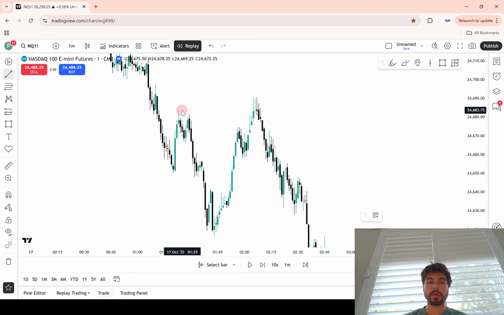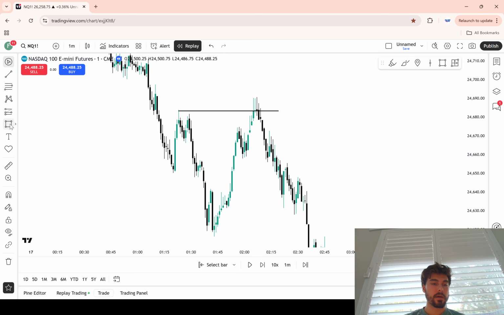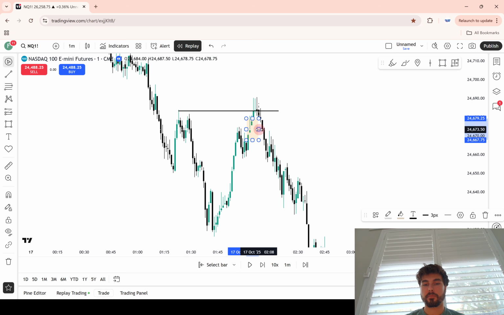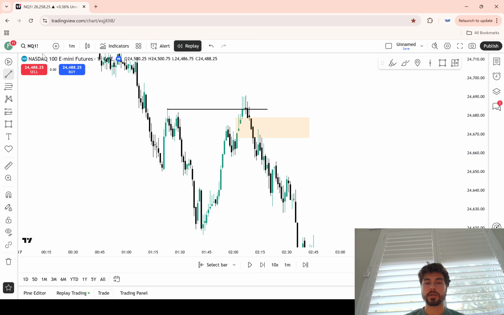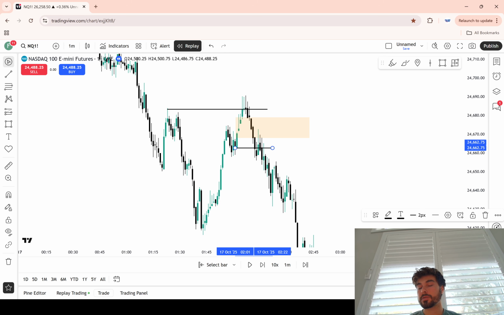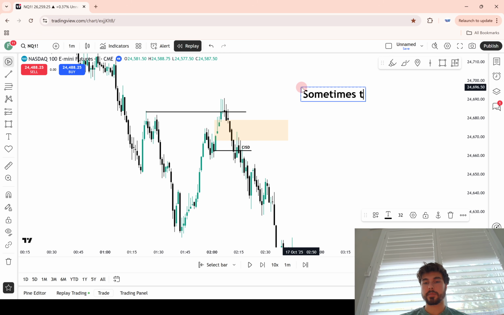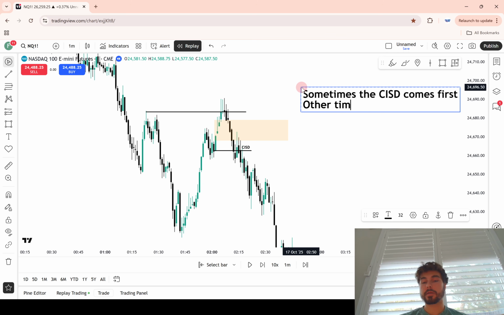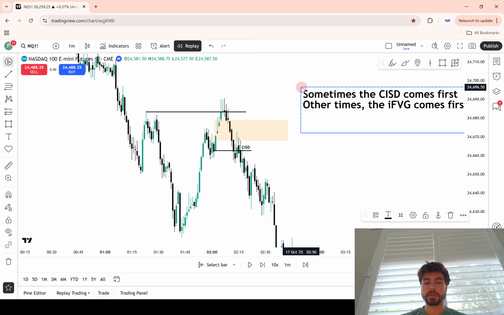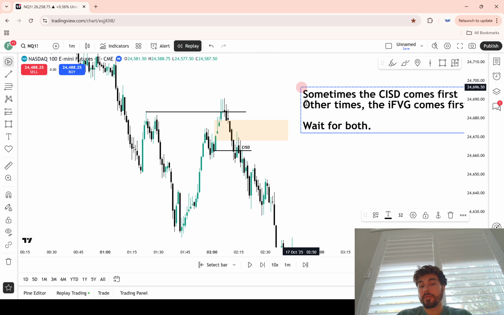Price comes up and it sweeps this level of buy side, there's all these little volume imbalances. That's the inversion gap here. But where does the change in the state come? The change in the state comes when we close below this candle. So notice, and this is the interesting part about it, sometimes the change in the state comes first. Other times the inversion fair value gap comes first. But the principle is wait for both. That's the principle, wait for both.